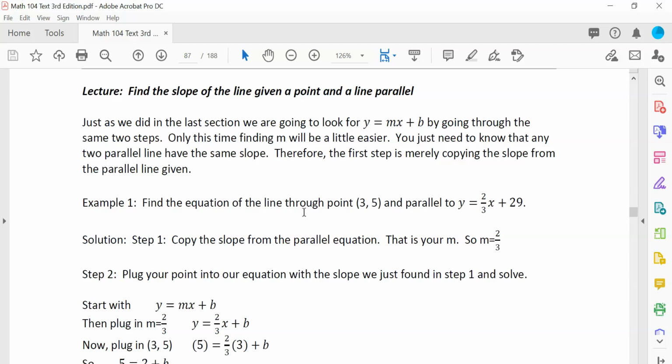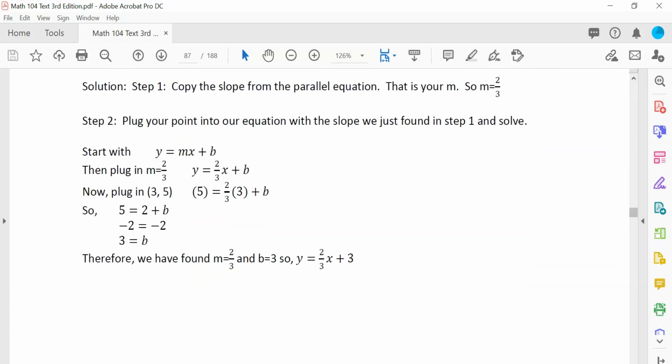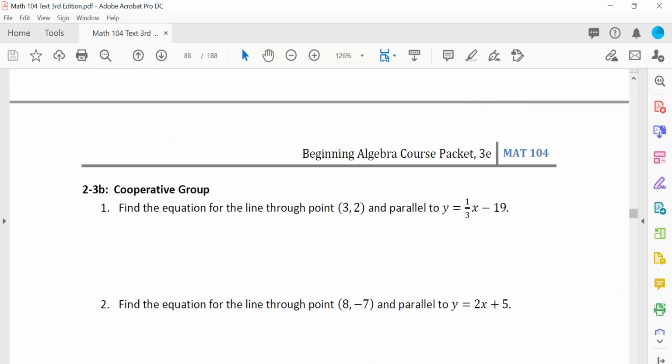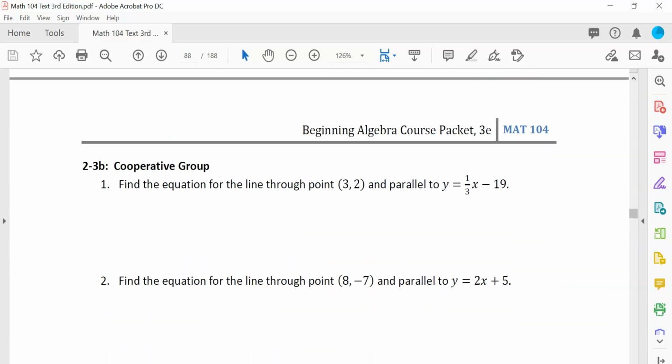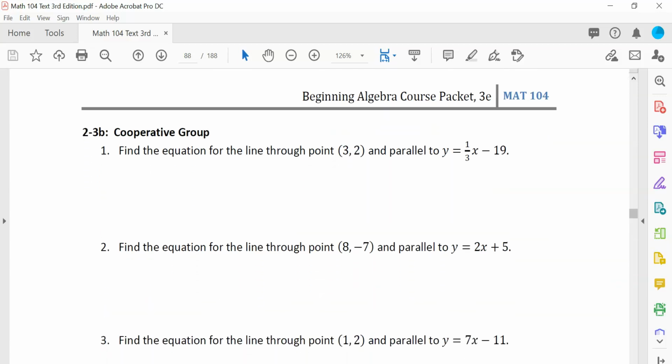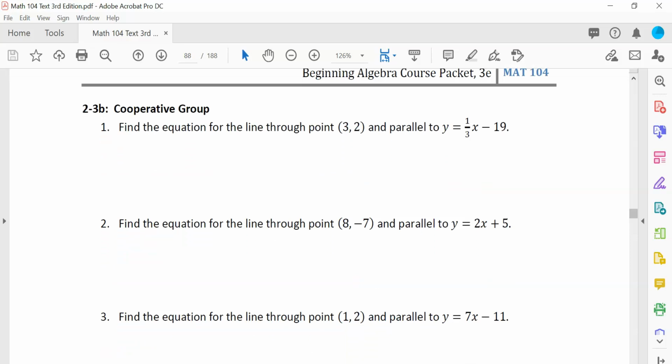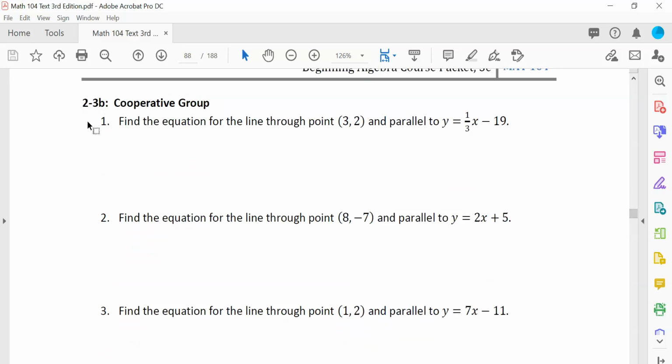In example 1, find the equation of a line through 3, 5, and parallel to y equals 2/3 x plus 29. I'm not going to do that example. You can check it out on your own. What I'm going to do, similar to what I did on the last video, is the first couple of problems from 2-3b, this cooperative group work.